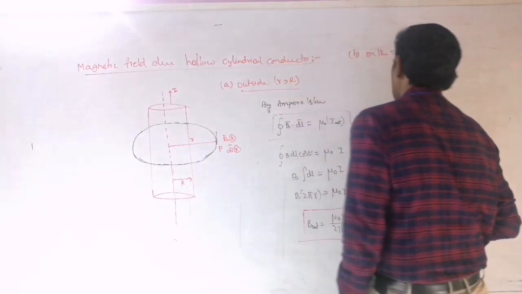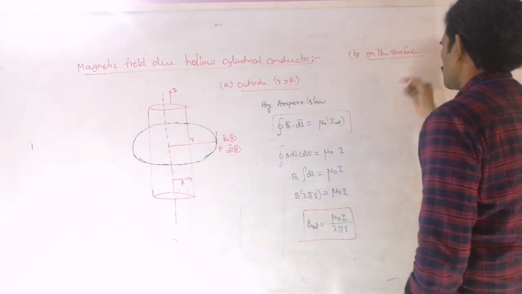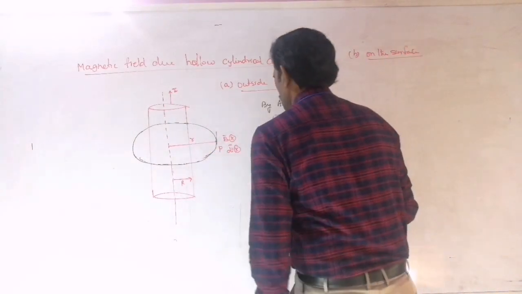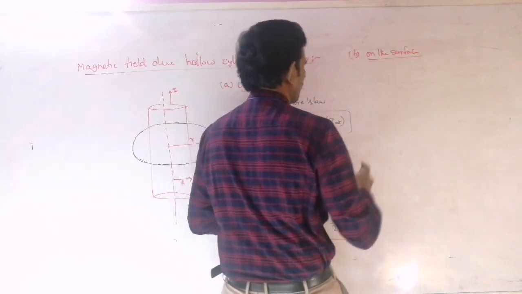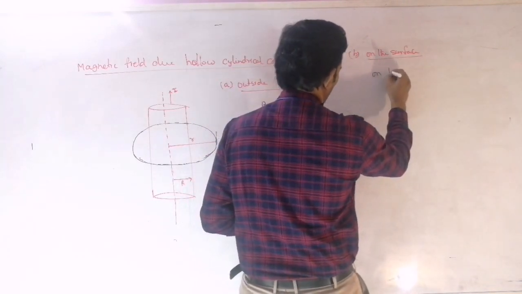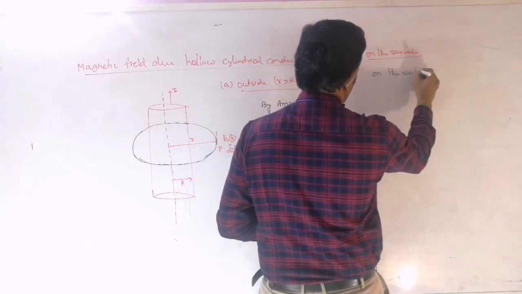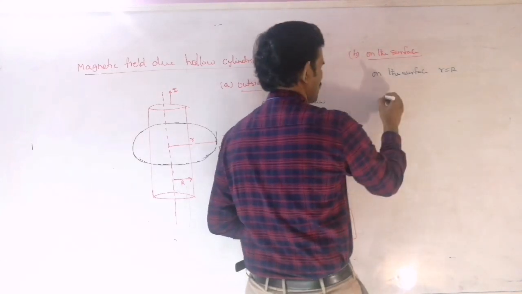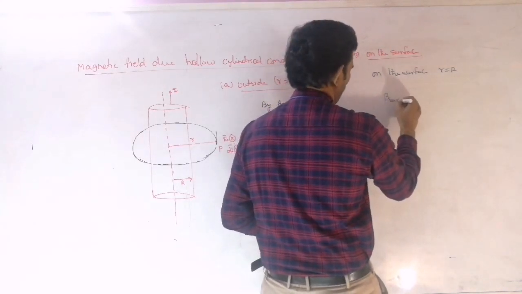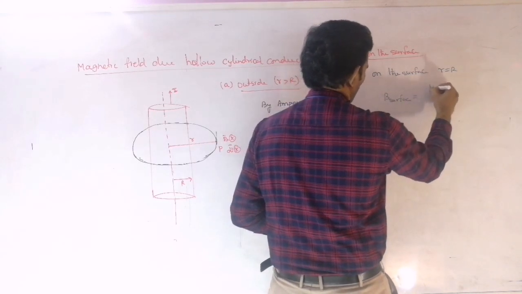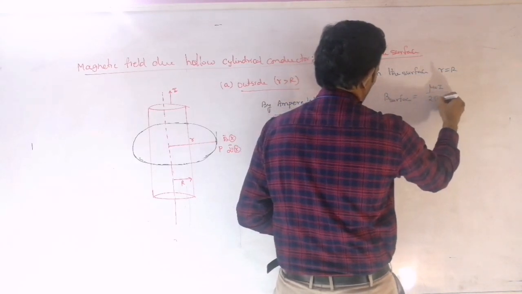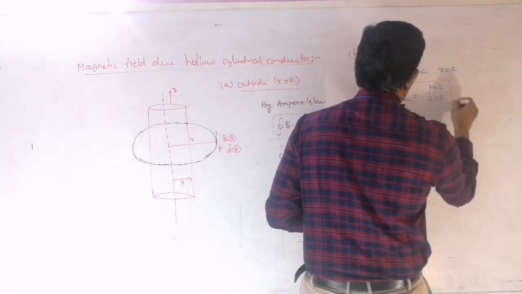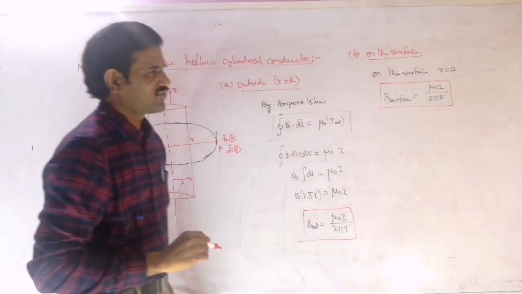Next, on the surface. On the surface means just what we can write here is small r is equal to capital R. You can write here, the Amperian loop we need to take just outside the surface there. So on the surface means small r is equal to capital R, you can consider. Therefore the magnetic field on the surface is mu naught I by 2 pi r, you can write. So this is the magnetic field on the surface. Mu naught I by 2 pi capital R, just you need to write.